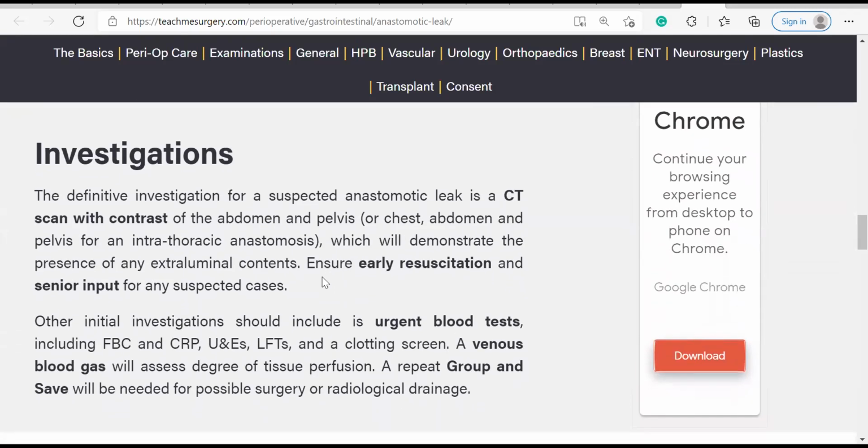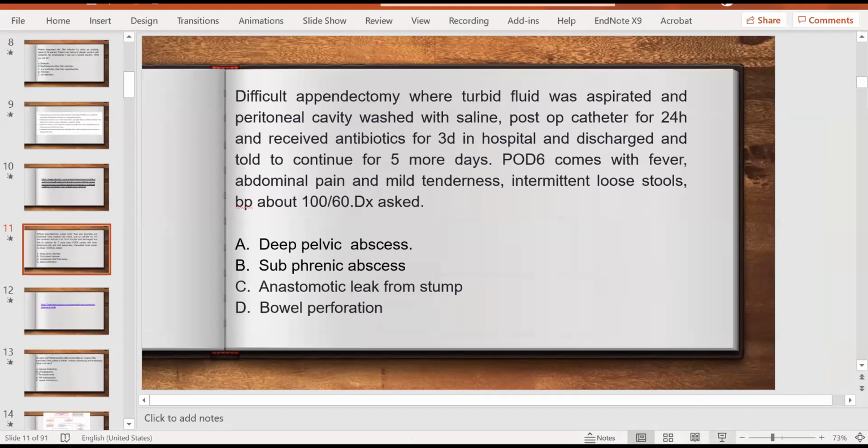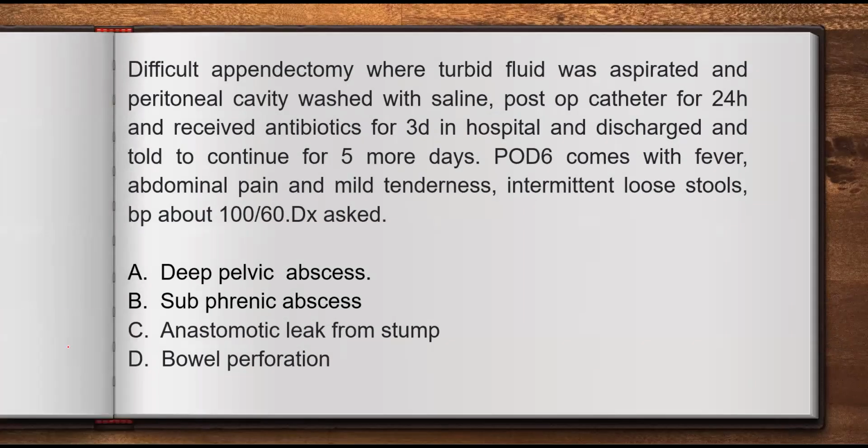What investigation would you do in a patient with anastomotic leak? If you suspect someone having an anastomotic leak, you should do a CT scan with contrast of the abdomen and pelvis. This is a very important thing, and lots of candidates get it wrong, because we know that pelvic abscess is a common complication after surgery also. But a couple of things don't fit in this case: this is post-operative day 6, and usually 2 weeks are needed to form a deep abscess after surgery.